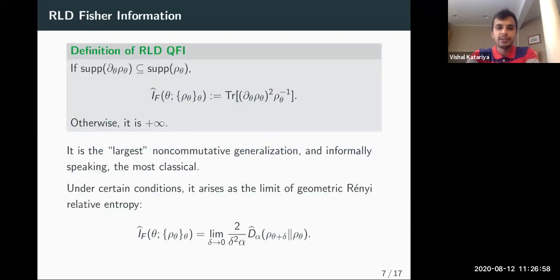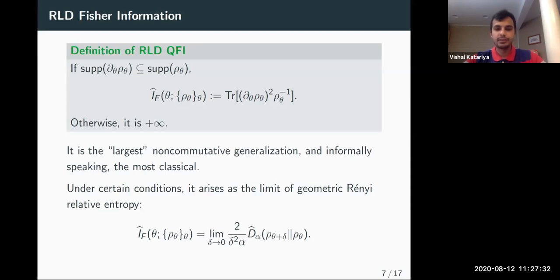So let's move on to the RLD Fisher information, which is what we will focus on entirely. It's given by this formula for a state family. Again, I mentioned that I would give you finiteness conditions. This condition on top, this support condition, is the condition that needs to be met for this RLD quantity to be finite. If it's not met, then this RLD quantity is infinite, and it's actually not even useful in estimation theory anymore.